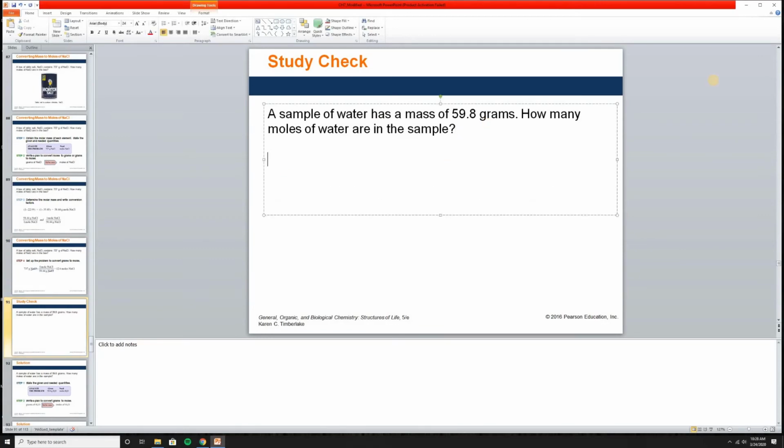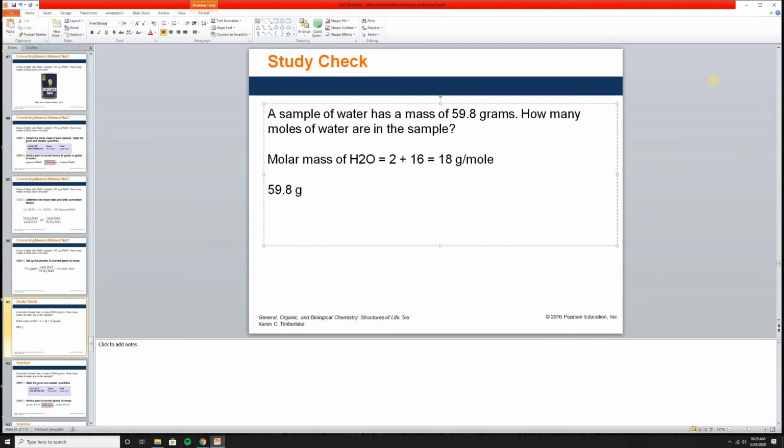Okay, so a sample of water has a mass of 59.8 grams. How many moles of water are in the sample? Okay, so water is our formula. Even though they don't give us a distinct formula, we know that water is H2O. So we're going to find the molar mass of H2O. That's the first thing we're going to do. So hydrogen is 1. I'm going to round here. So 1 times 2 is 2, plus oxygen is 16, so that's going to be 18 grams per mole.